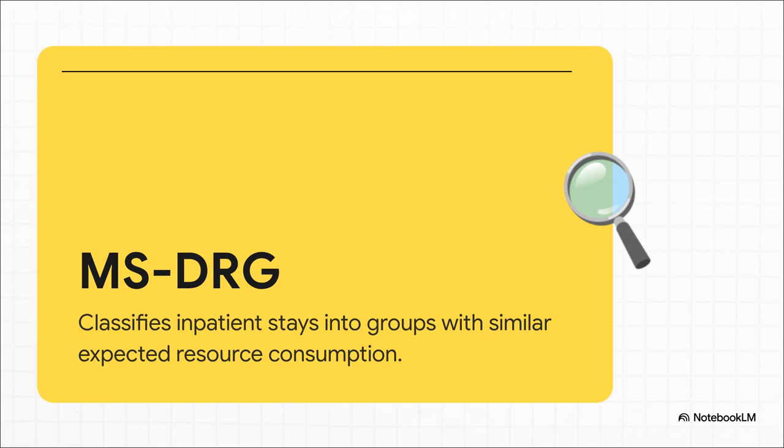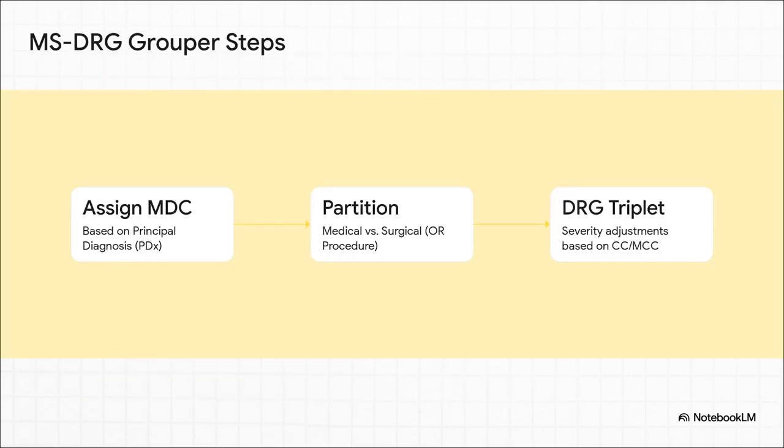It's basically a statistical system that groups inpatient stays with similar expected resource consumption into roughly 750 distinct payment categories. This system forms the absolute backbone of the inpatient prospective payment system used by Medicare. Every single DRG represents a specific group of patients who are clinically similar and require a similar amount of resources to treat. So, let's see how this actually builds out in practice.